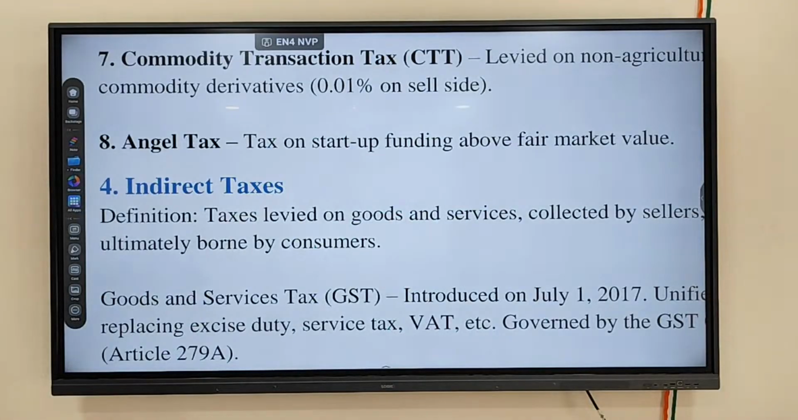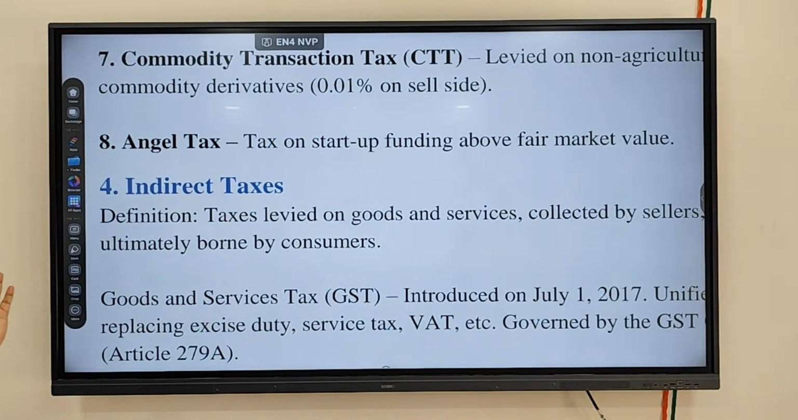Think that one of the entrepreneurs has got 100 crores from an angel investor. For that investment, he should pay taxes to the government, called angel tax. Understood? In India, it is very difficult to establish these kinds of companies. Why? Because they should pay the angel tax also. All these startup companies should pay angel tax.